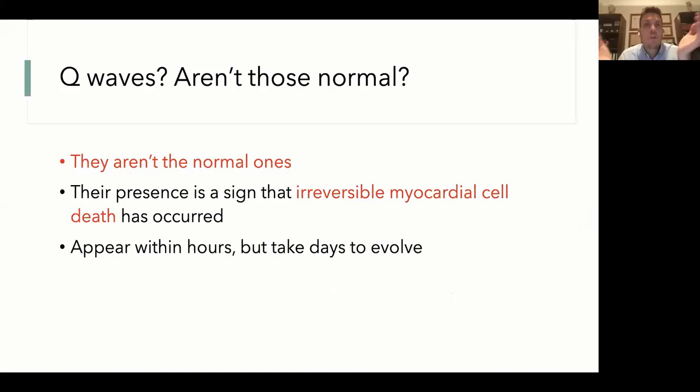Now, you will ask me, but we spoke about Q waves as part of QRS, isn't that normal? And yes, they are. But when we talk about the presence of Q wave in STEMI and MI, we are talking about a pathological type of Q wave, the Q wave that lets us know that the patient has been through an MI. Keep this in mind, that the presence is a sign that irreversible myocardial cell death has occurred, and they appear within hours.